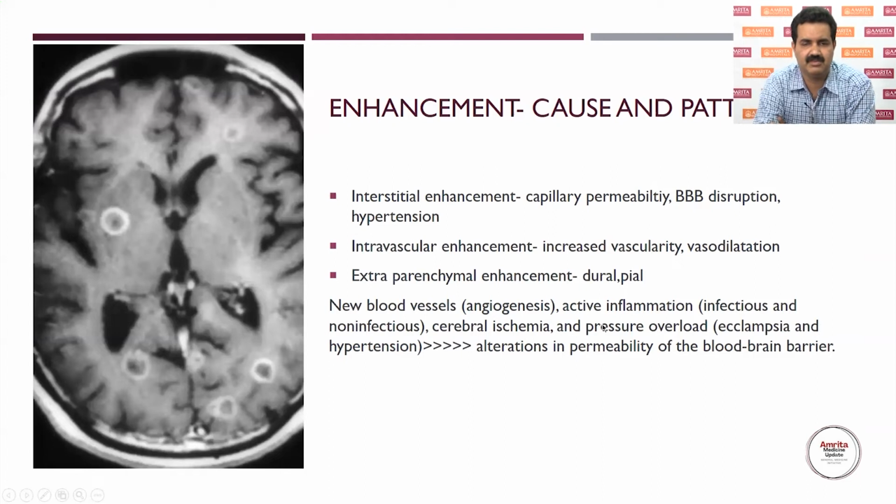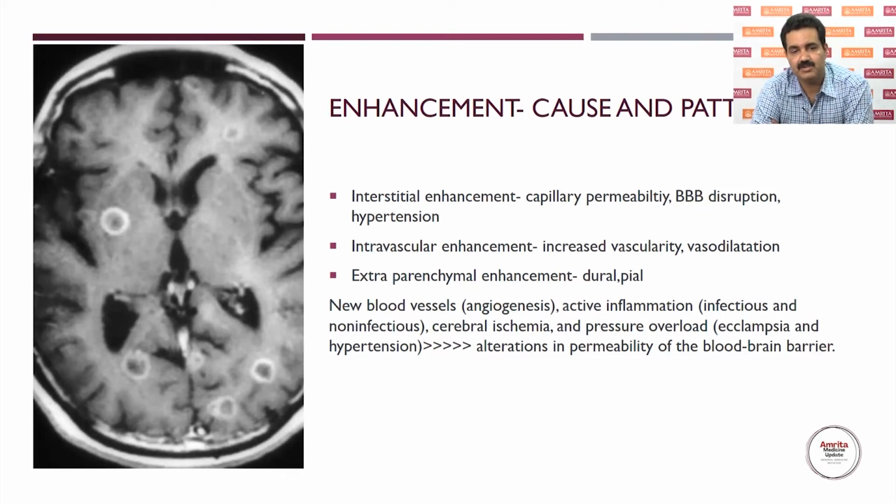Enhancement means we give IV contrast, and then the brain is seen in a different way because of the uptake of the contrast. So what are the different types of enhancement, and what are the causes? There is interstitial enhancement. We know that the brain is protected from chemicals and outside materials by the blood-brain barrier. When the blood-brain barrier breaks down or there is increased permeability, there can be extravasation of the materials in the circulation. The contrast can extravasate, which leads to interstitial enhancement. So it is outside the circulation.